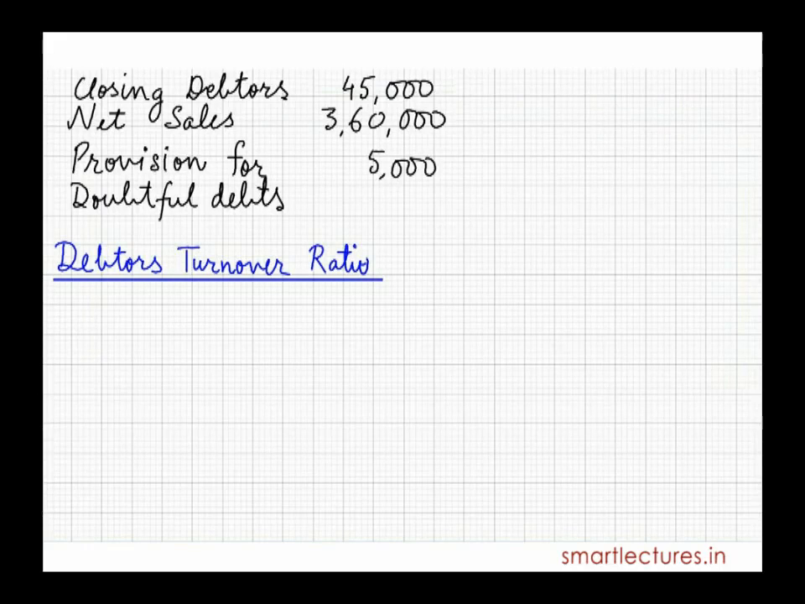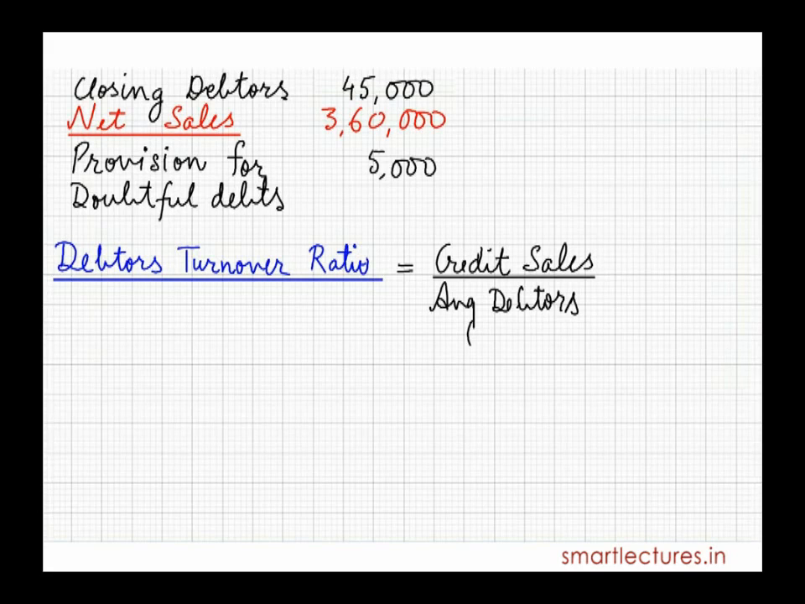Debtors turnover ratio is equal to credit sales upon average debtors. So far as credit sales are concerned, in the question they have given only net sales, and there is no way out to reach credit sales. In this situation, we will have to assume the net sales are the credit sales, means 3,60,000 upon average debtors. Average debtors means opening debtors plus closing debtors upon 2.